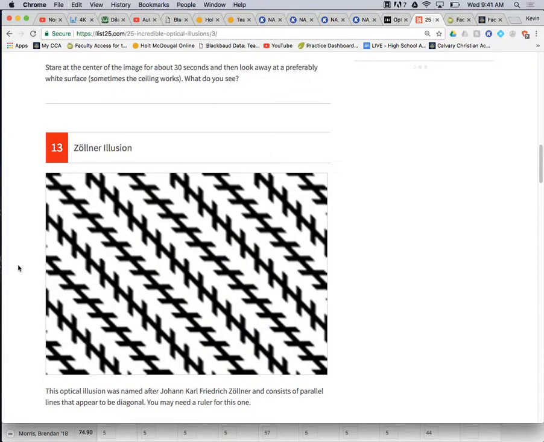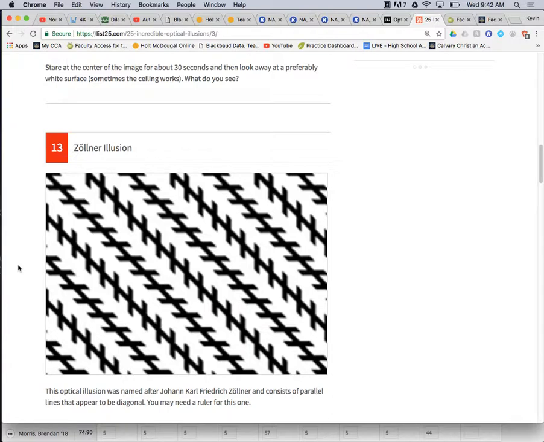Okay, this one's pretty cool. It looks like these lines are diagonal, right? Kind of like zigzagging. But these are actually parallel. You see? They're all like horizontal, and these are vertical lines. And it just kind of looks like they're all different angles.